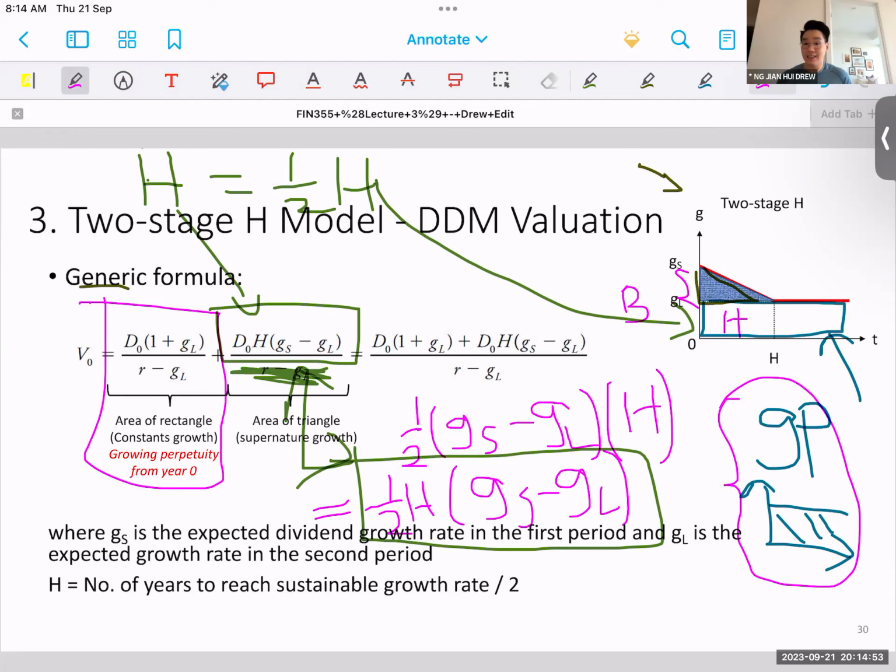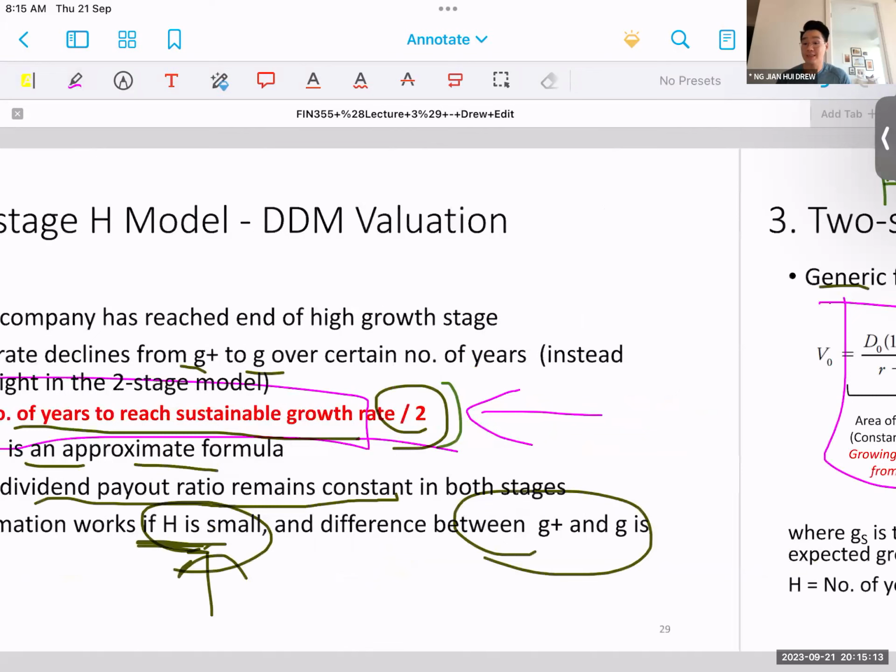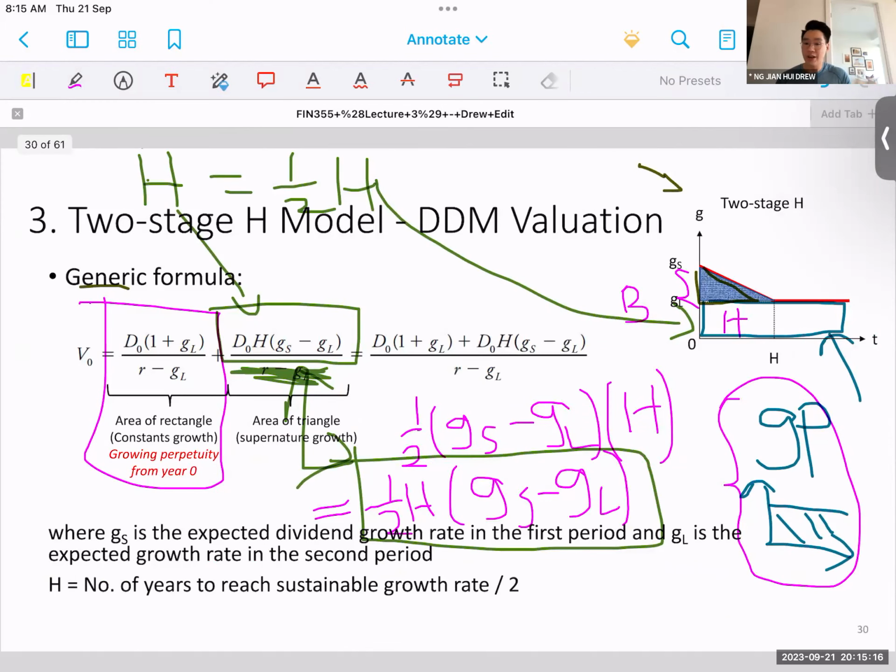So everyone got the triangle component. You take into account the half. Yes, correct. So going back to the last slide, what is H? H is defined as number of years divided by 2. So the H in this generic formula takes into account the half. We'll see the use of this generic formula in a bit so that you can understand how to use it. Now we have understood the area of the triangle.